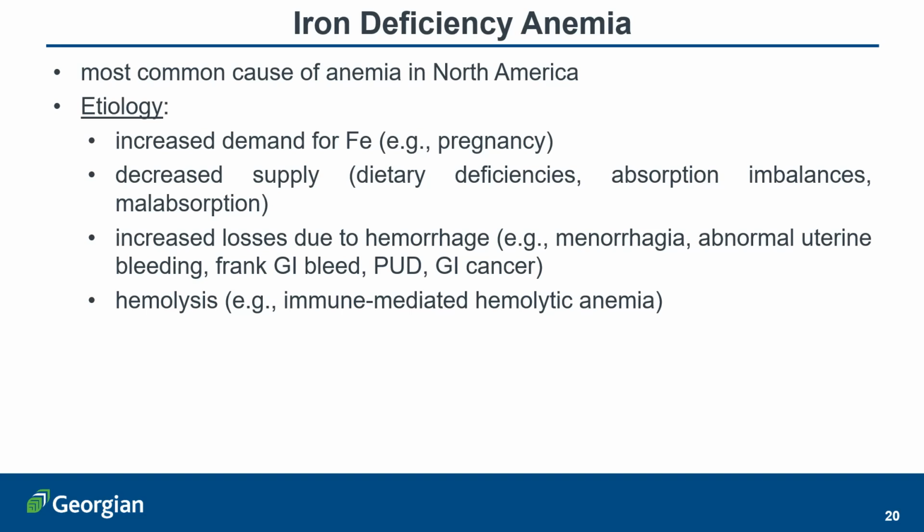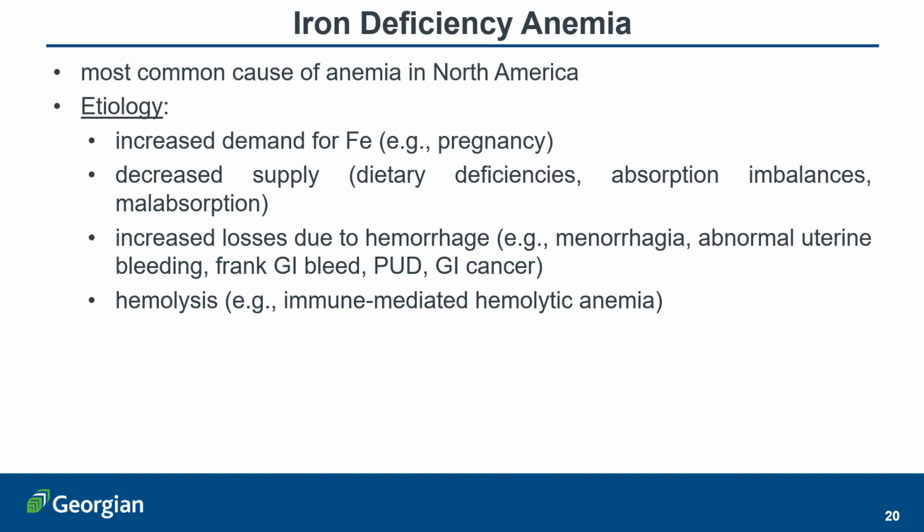The last probable cause of iron deficiency anemia is increased losses due to hemorrhage, for example, menorrhagia or excessive menstrual bleeding, or abnormal postmenopausal uterine bleeding. For example, if there is a GI bleed, if there is peptic ulcer disease or bleeding in the stomach, if there is a GI cancer, for example, colon cancer that causes bleeding in the stools, all that can lead to iron deficiency anemia because you're losing the iron in the form of hemoglobin when you lose the blood.